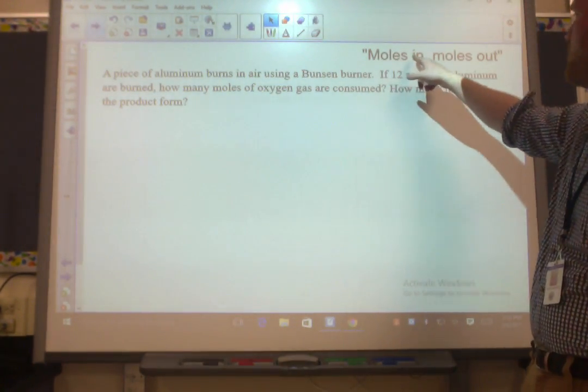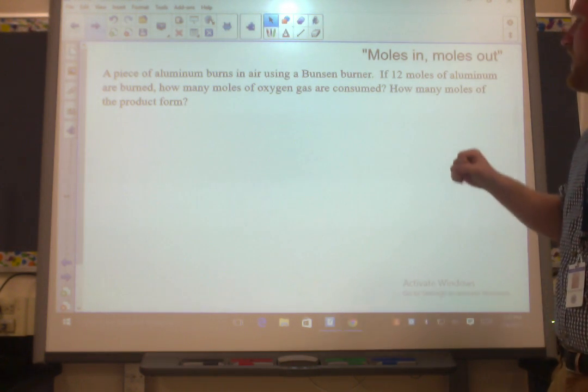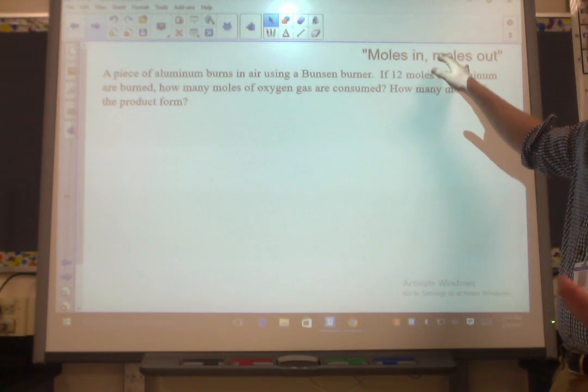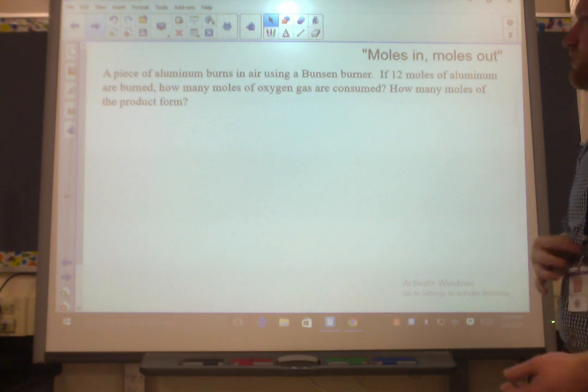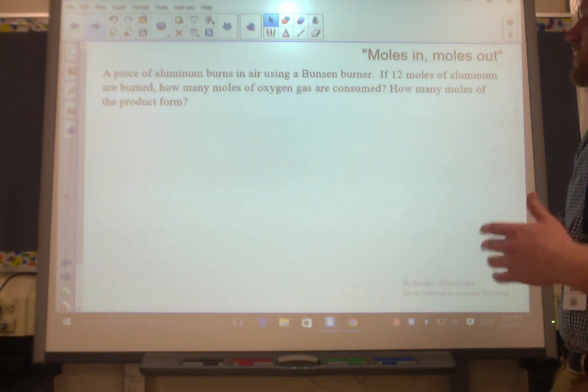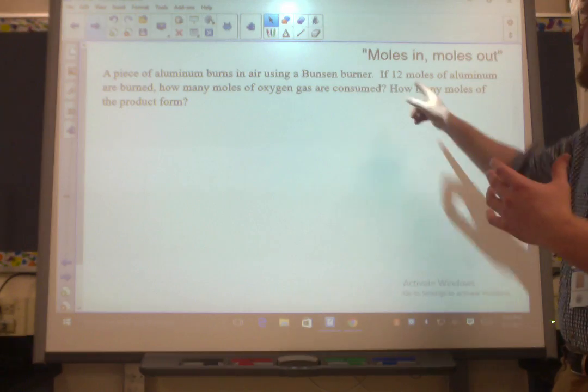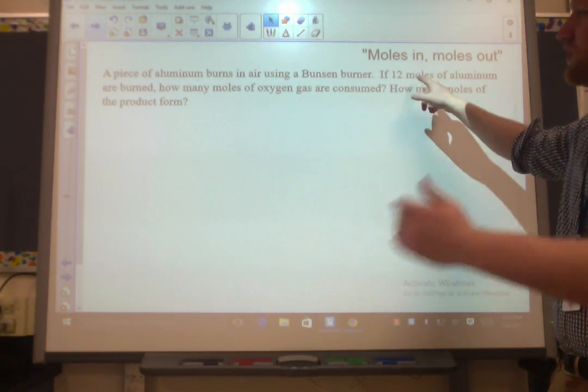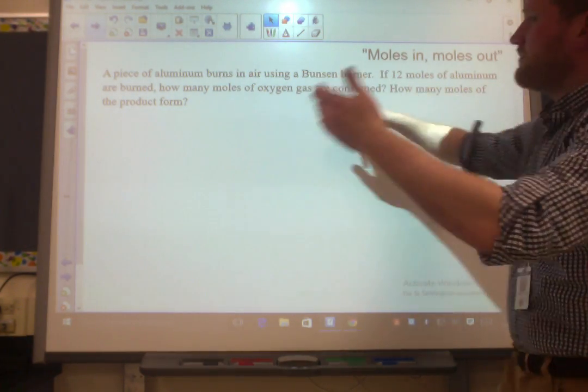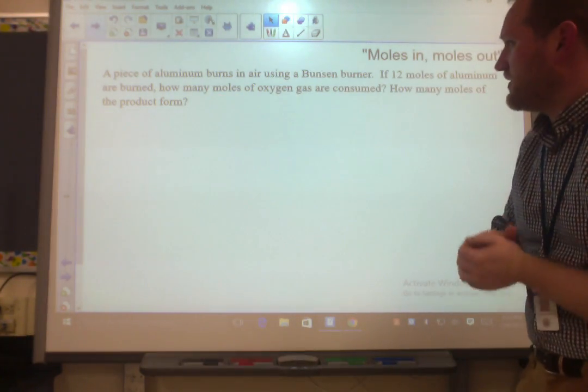This is an example of a moles in, moles out problem. This is just a phrase that I use. It's not an official chemistry phrase. Basically, we're going to be calculating, in this case, 12 moles of aluminum. That's the moles going into the problem, and I'm saying how many moles come out. That's what I mean by moles in, moles out.